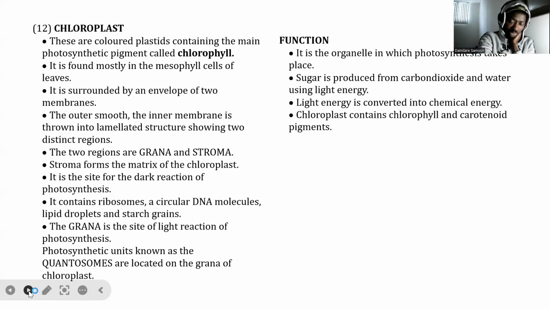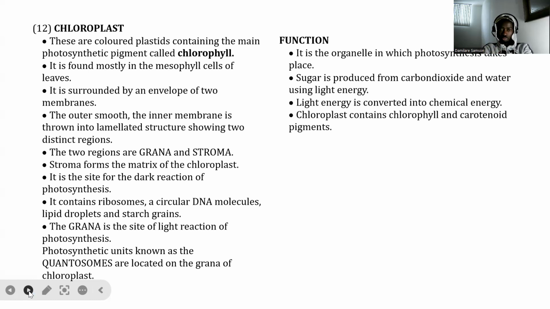Chloroplast. So you know chloroplast is found in plants, and these are colored plastids containing the main photosynthetic pigment, which is called chlorophyll. So you can see the chlorophyll inside the chloroplast. It is found mostly in the mesophyll cell of the leaf. That is where you will see the chloroplast, and it is surrounded by an envelope of two membranes. So chloroplast also has two membranes, just like the mitochondrion.